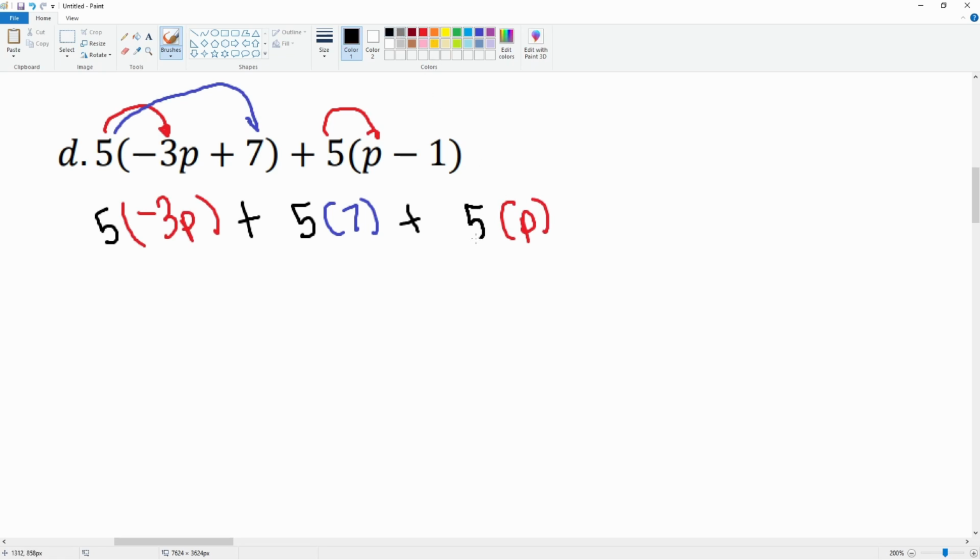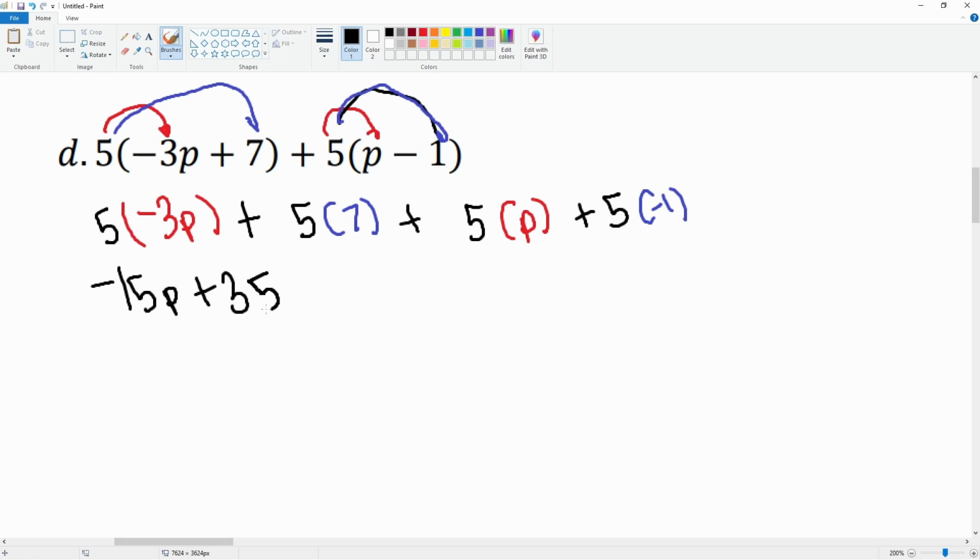Okay, so 5 times p. Then the p is going to be multiplied to this negative 1 here. Negative 1, and that is your 5. Okay, and bring down the plus symbol. 5 times negative 3p is negative 15p. Bring down the plus. 5 times 7 is 35. 5 times p is 5p. 5 times negative 1 is negative 5.